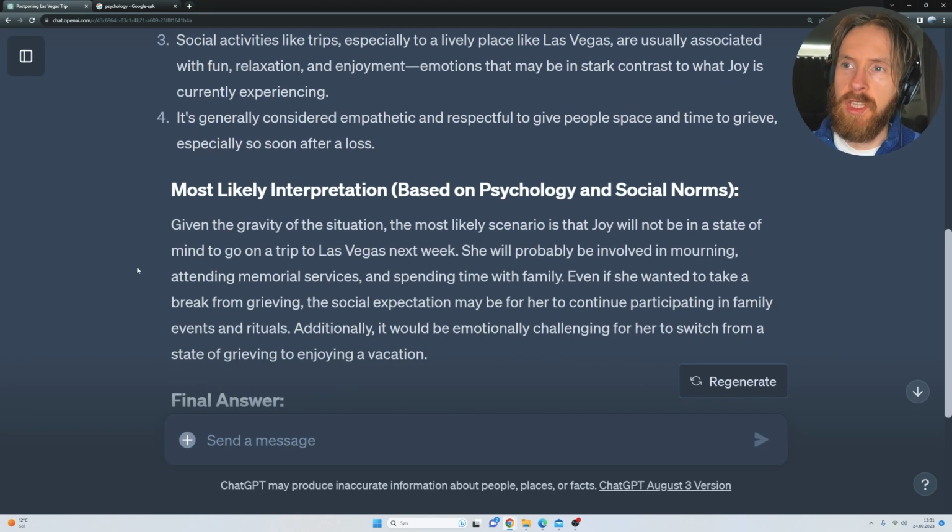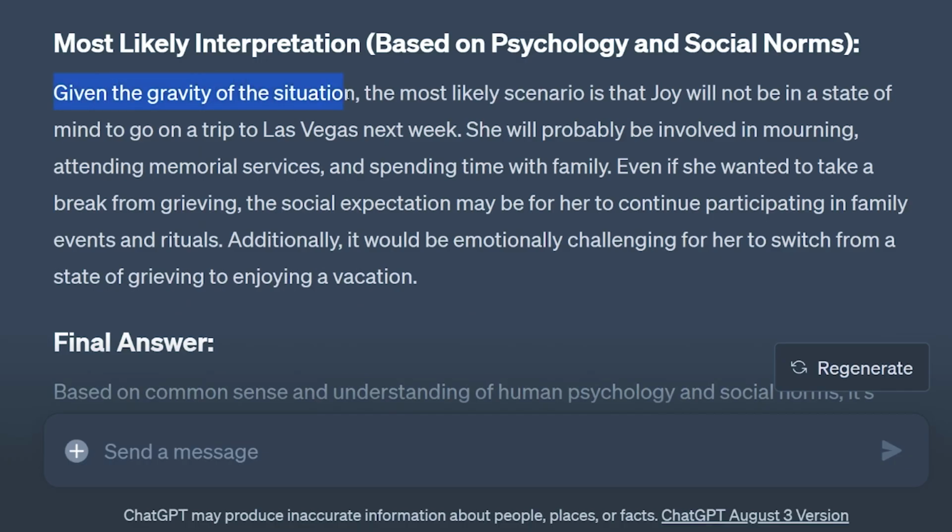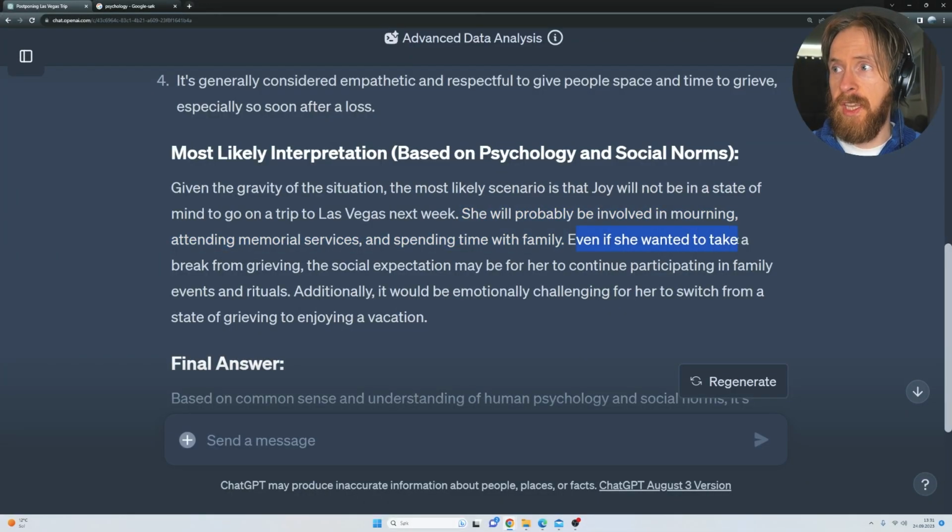So here's the most likely interpretation. Given the gravity of the situation, the most likely scenario is that Joy will not be in a state of mind to go on a trip to Las Vegas next week. She'll probably be involved in mourning, attending memorial services, spending time with family. Even if she wanted to take a break from grieving, social expectation may be for her to continue participating in family events and rituals. Yeah. It would be emotionally challenging for her to switch from a state of grieving to enjoying a vacation. Yeah, I like this answer.